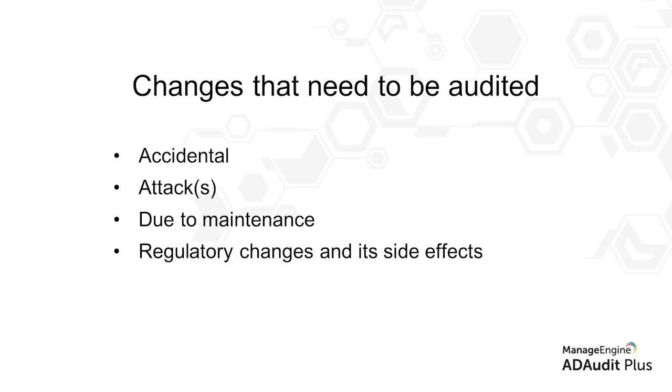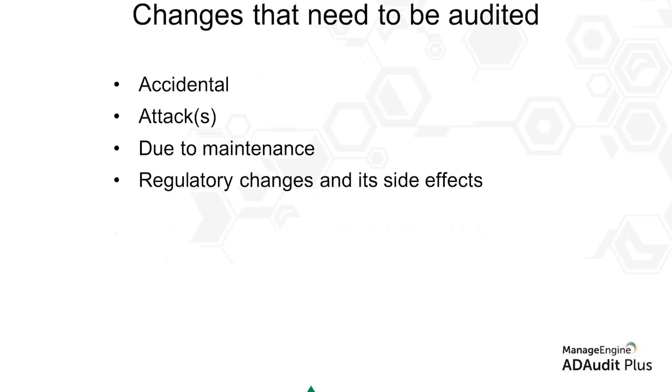And last but not the least is the regulatory changes and their side effects. Just assume that you had a particular account in an OU, and that account was associated to applications, and all of a sudden, due to a regulatory change, that account was wiped out, deleted, or moved. Look at the problem that it would bring to the surface pertaining to the respective applications. So these are the changes that need to be audited.